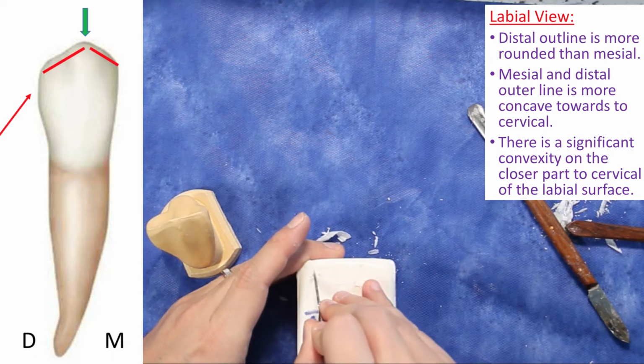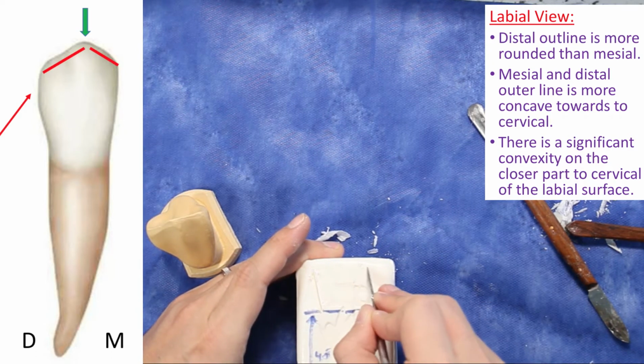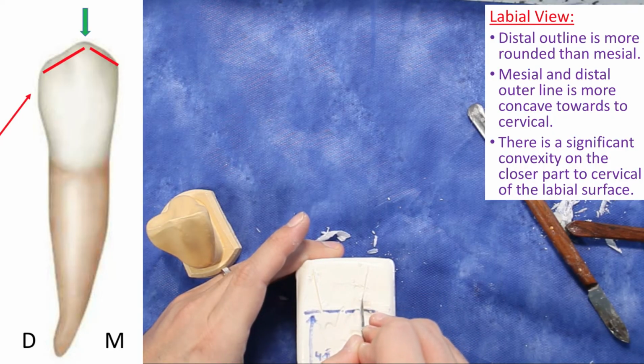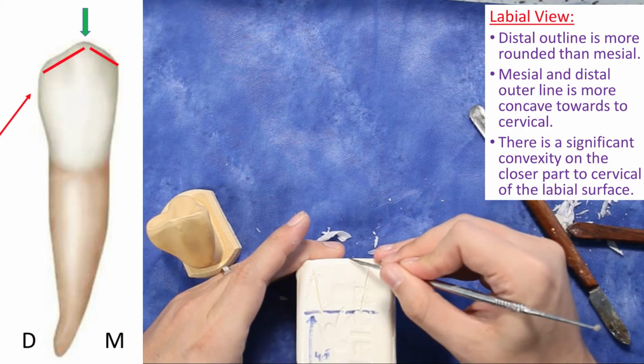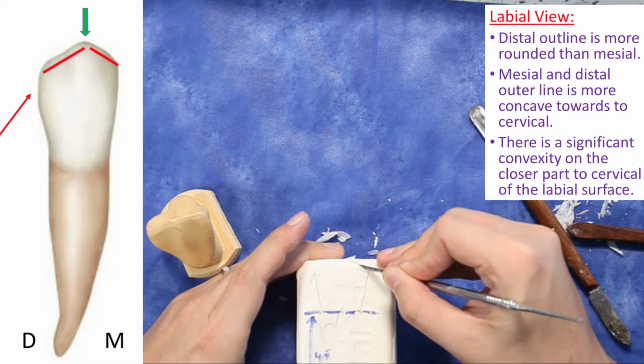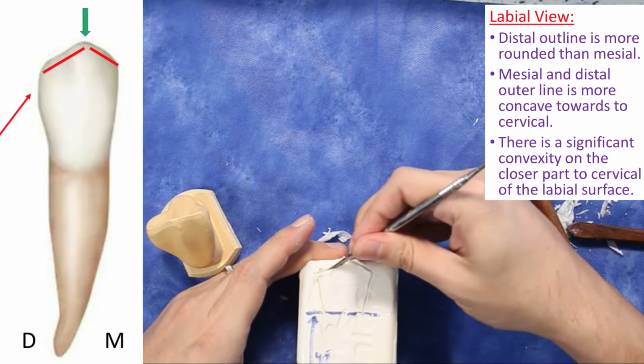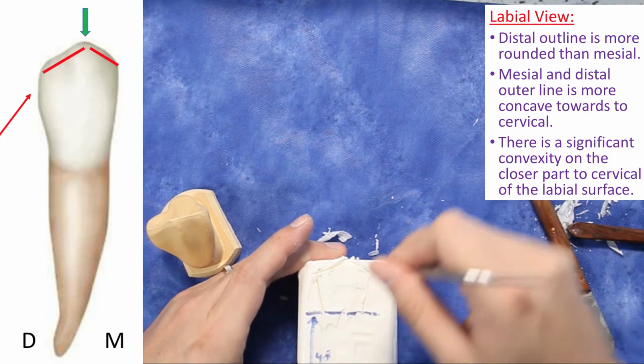Mesial and distal outer lines are more concave towards the cervical, and toward the cervical part, it gets narrower. Also, there is a significant convexity on the cervical part of the labial surface. And here, if the mesial side is 1 unit, the distal inclination will be 2 units.